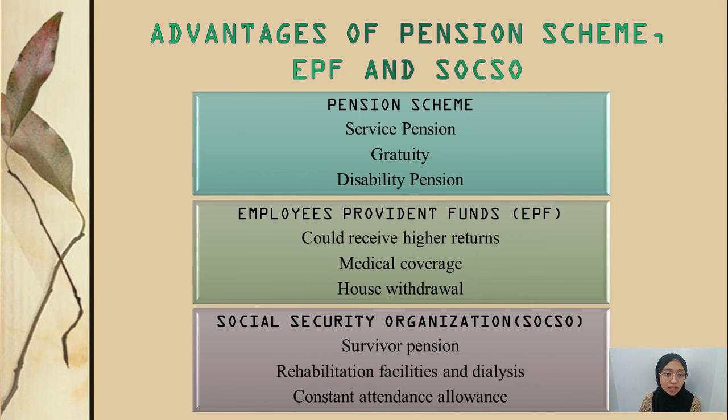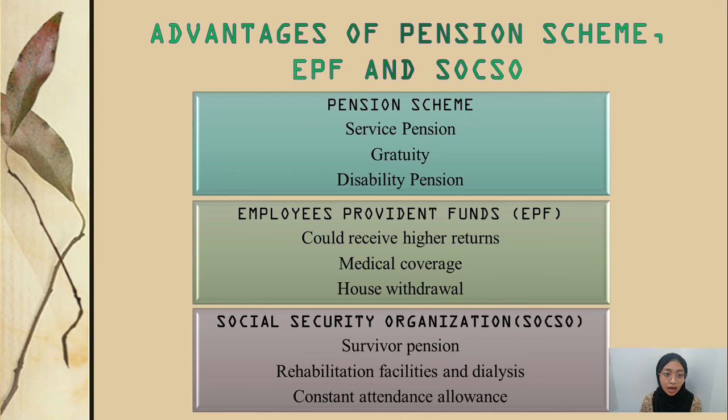The advantages of employees provident funds, first, could receive higher return. The employees provident funds has return dividends averaging from 5% to 6%, but we could certainly earn more through unit trust investment if you are a savvy investor. Second is medical coverage. The employees provident funds allows members who are having medical problems to make a withdrawal from their account to help cover the medical expenses.